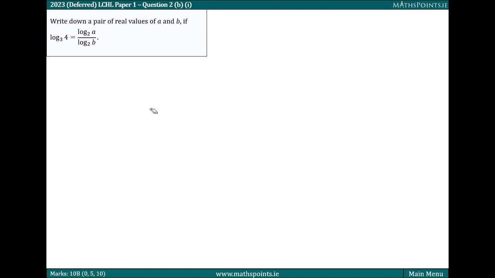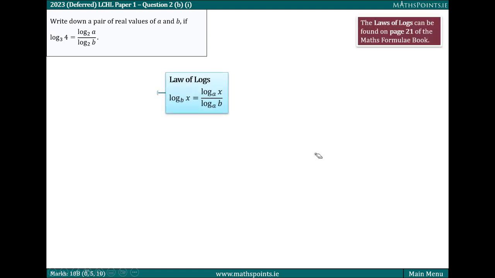So we're going to have a look at how we can change the log of a particular base into the log of another base using one of the rules that's in our maths formula book. So we have this rule that says the log of x to the base b is equal to the log of x to the base a over the log of b to the base a. And we'll see how it works with an example, and then we'll apply it to this question here.